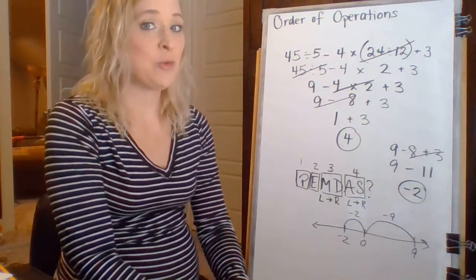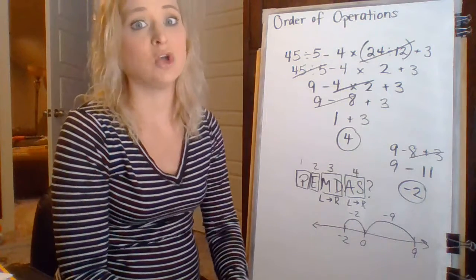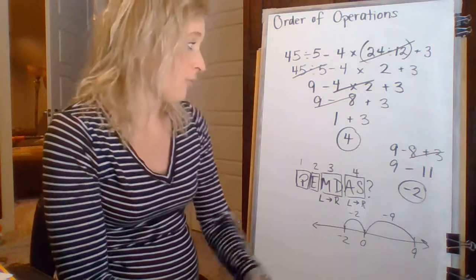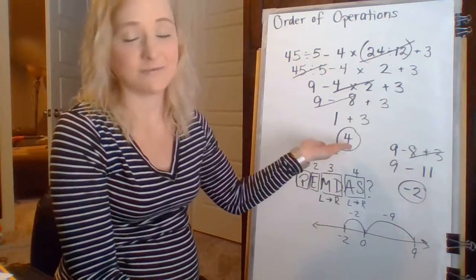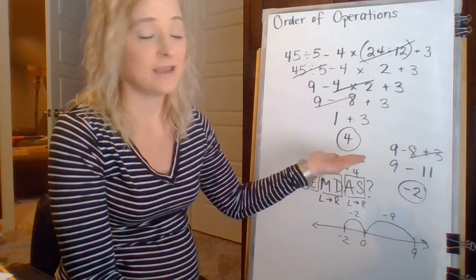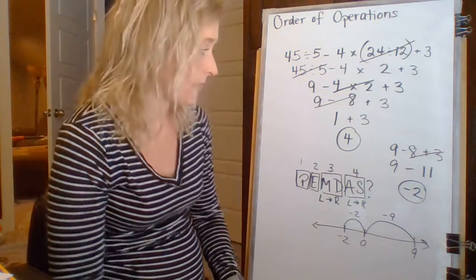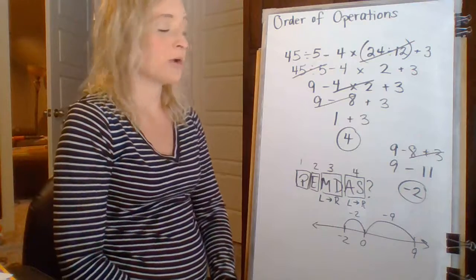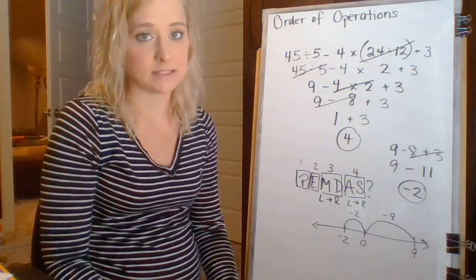I hope that you realize and understand that 4 and -2 are 2 different values. One is positive and one is negative. Let's say this is money. This is $4 that you still have in your pocket. -2 means, hey, you borrowed some money from somebody and you owe it to somebody, right? So order of operations is important, and it's important that you follow the steps accurately and precisely.